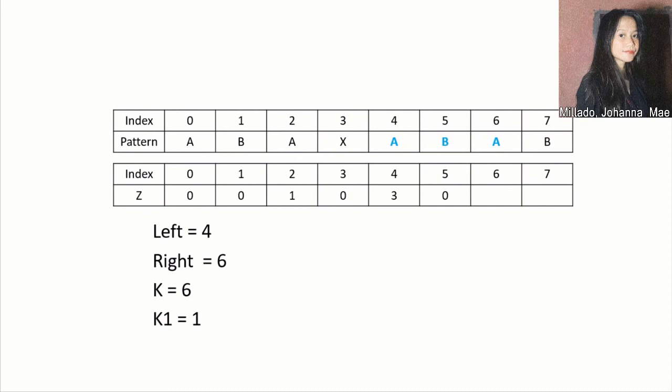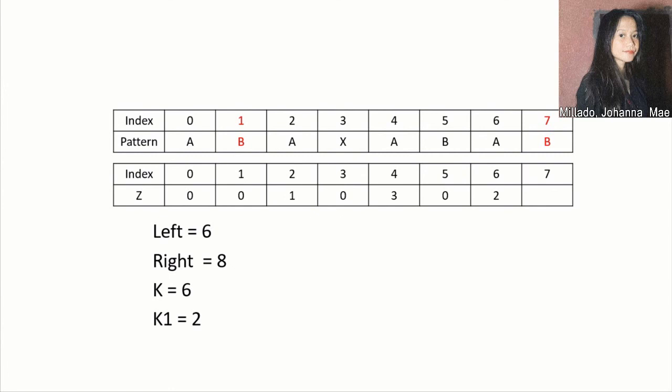We increment k again. Since k is still less than right, k1 becomes 2. Now at Z of 6, we will go to the else condition, where the Z box is this. The left becomes k, which is 6. The statement is correct, so right becomes 7. We compare index 7 and 1. It is the same, so right becomes 8.